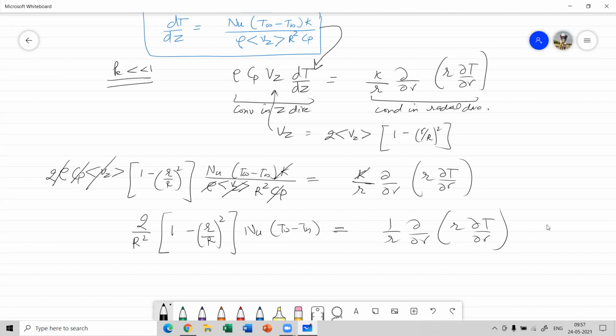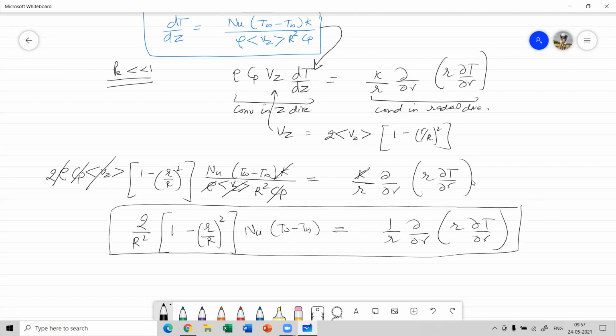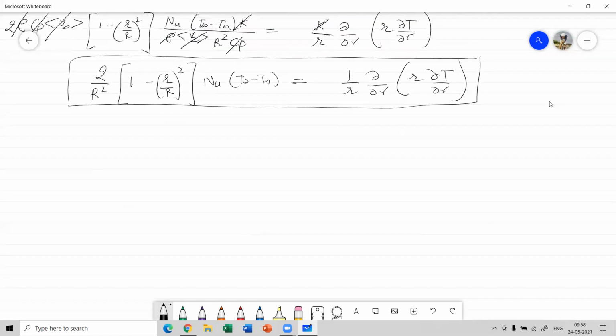Now this expression will be solved if we take a dimensionless term. So let's solve this. For the dimensionless term, we represent zeta as small r by capital R, and we take theta as T minus Tb over Tw minus Tb. So let's convert this expression in terms of a dimensionless number. So let's see how to convert this.